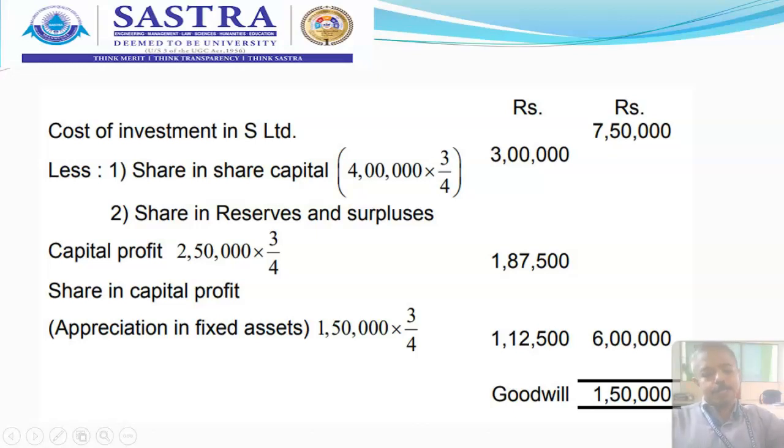Now let me proceed to the next question. Calculate the cost of control. Suppose in the above case, the cost of investment amounted to rupees 5 lakhs. Now what is the amount of cost of control? Is that goodwill or capital reserve? Post that in the comment.